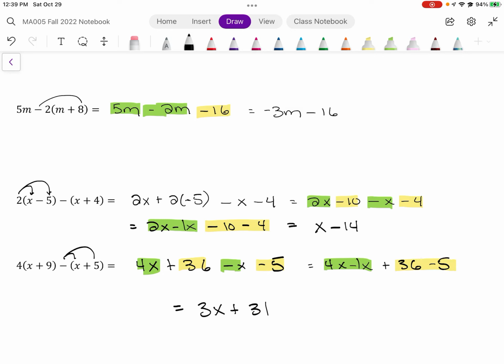So let me double check. I've got 4x plus 36 minus x minus 5. 4x minus x and 36 minus 5. Okay, and I think that's our final answer. So that's it for that one.